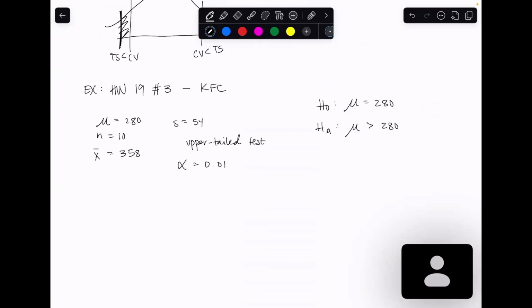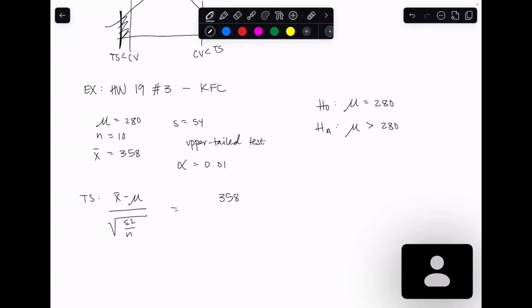So our test statistic is just going to be x bar minus mu, all over the square root of S squared over n. I've written this out already. So that's going to be 358, and then some people ask, but we don't know mu. How do we know what to write here? Well, we're hypothesizing that mu is equal to 280 under the null hypothesis. So this test statistic is always conditional on the null hypothesis being true.